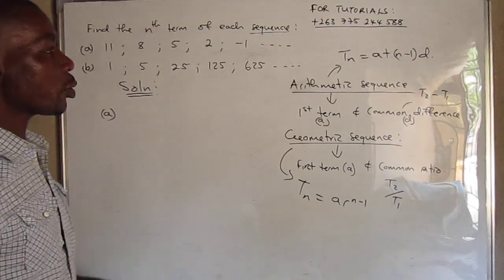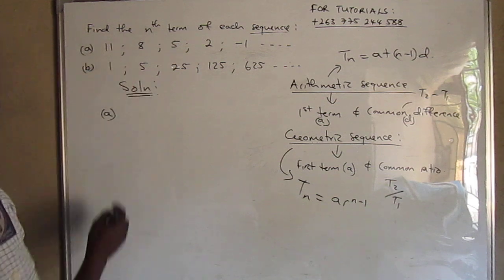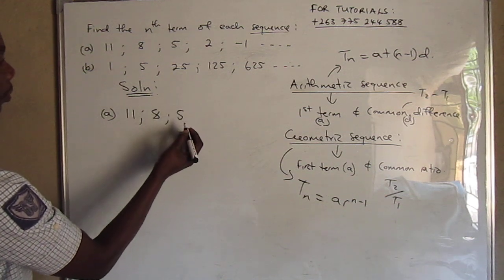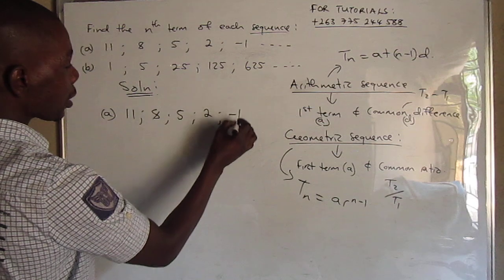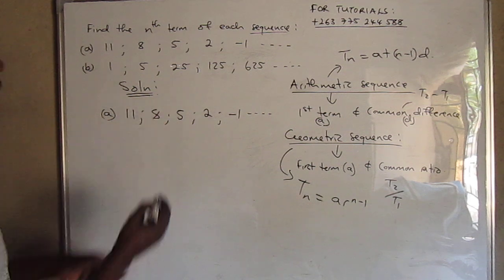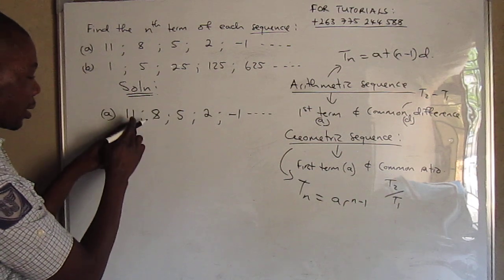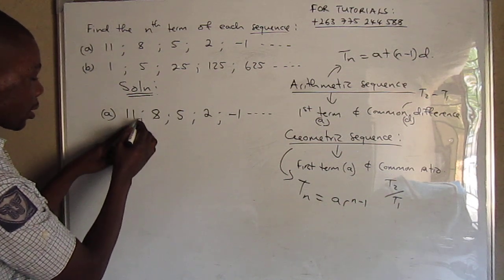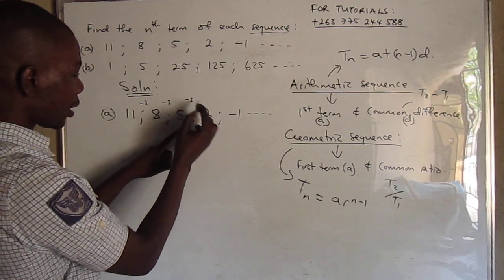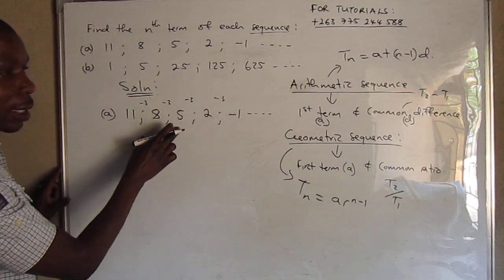So in this case, we have to distinguish between geometric sequence and arithmetic sequence. So for A, we have 11, 8, 5, 2, negative 1. We can see clearly that our successive terms are being added by a certain number. We have 8 minus 11, that is negative 3. 5 minus 8 is negative 3. 2 minus 5 is negative 3. Negative 1 minus 2 is negative 3. So in this case, it's an arithmetic sequence.